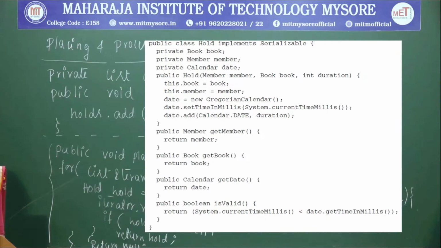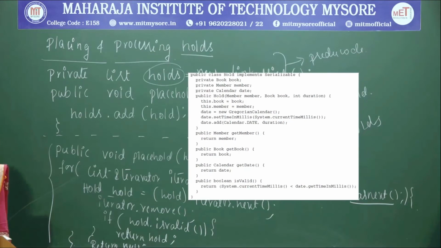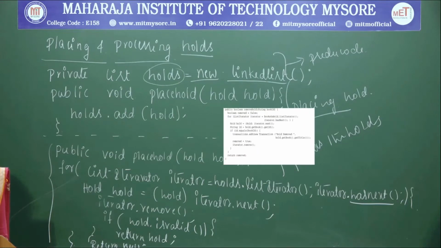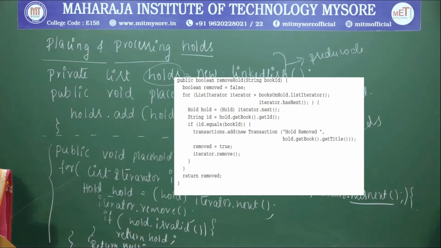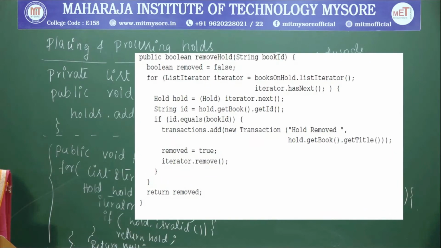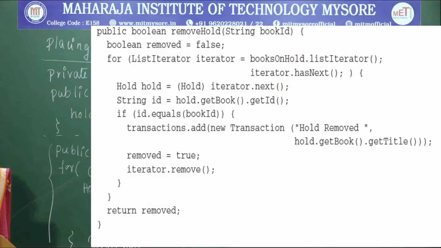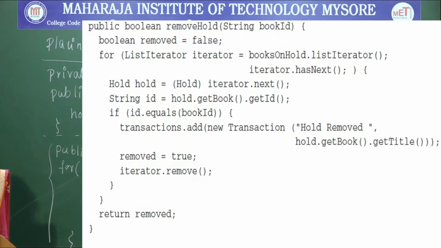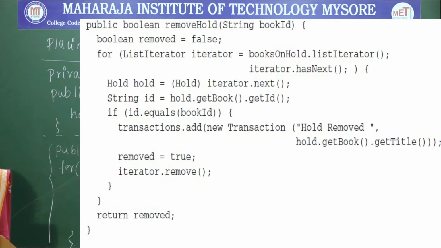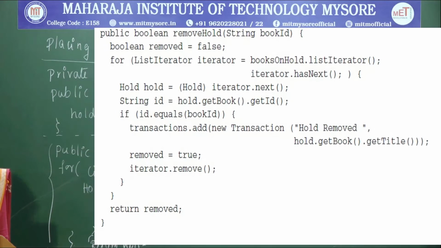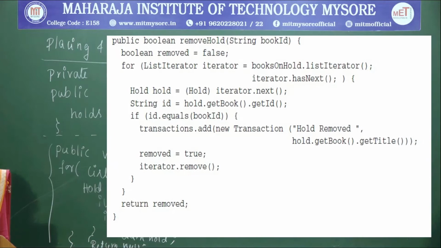Next we will see how to remove a hold. This is the pseudo code for removing the hold. You have a public boolean removeHold, within which you have a parameter bookID, which is of type String. Within that you can see a variable removed, which is of type boolean. Boolean means you need a true or false condition, right? It is already initialized to false.